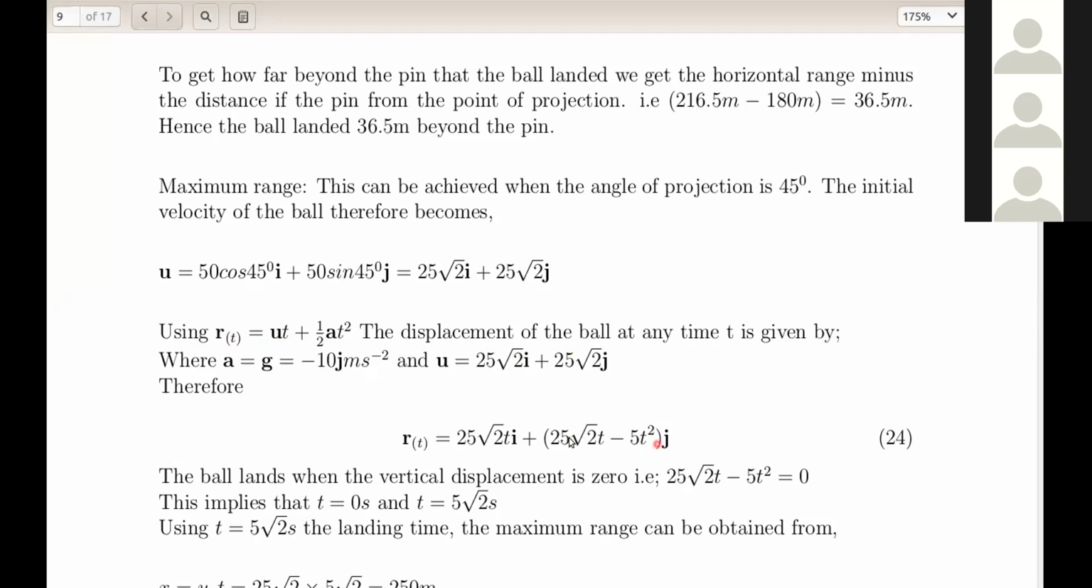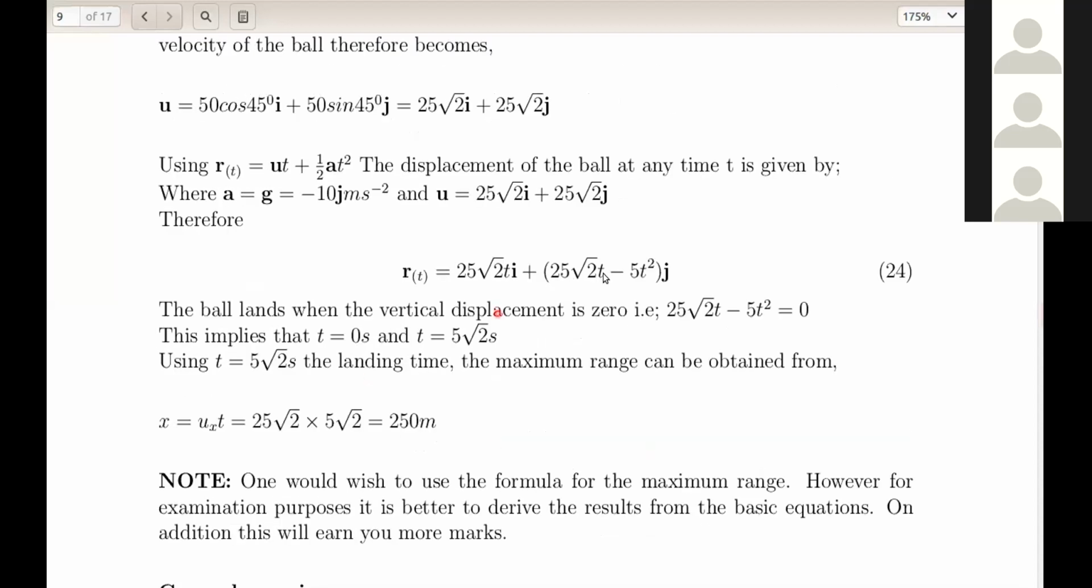So from this, we can say that the ball lands when the vertical displacement is zero. So I equate the whole of this one to zero. For the ball to land on the same horizontal ground, I equate all of this to zero. Why do I equate it to zero? To help me find the time, such that the time I have obtained, I can substitute it in the horizontal component of the distance covered. So when I equate the whole of this one to zero, I get my time as 5√2.